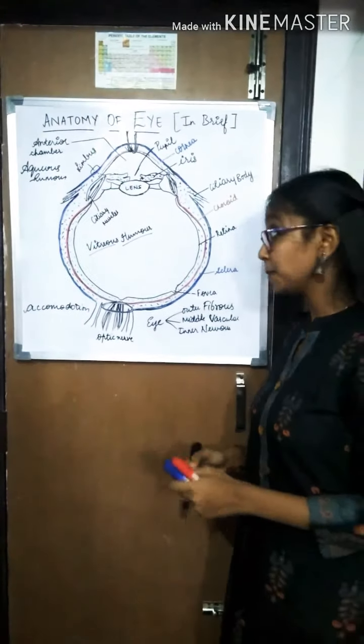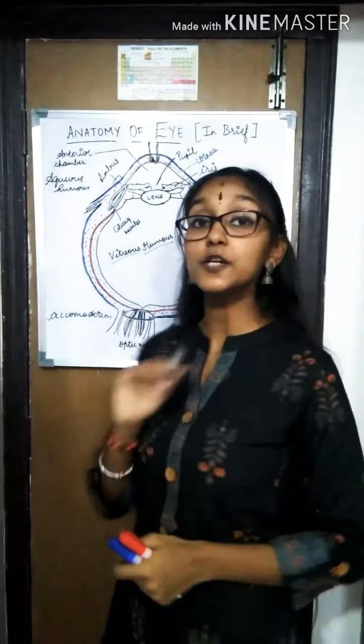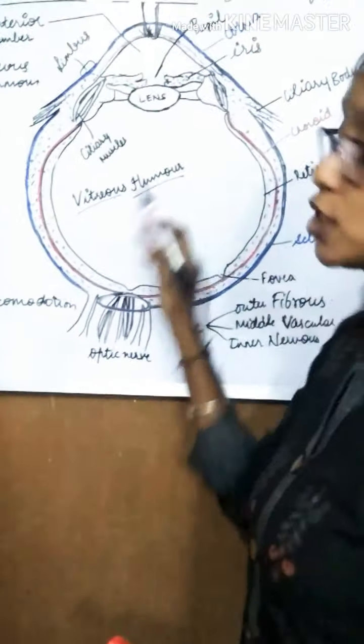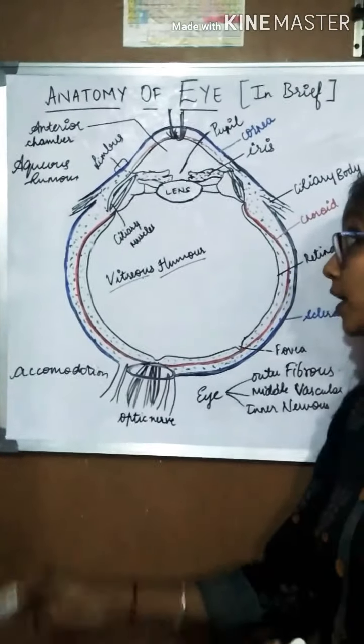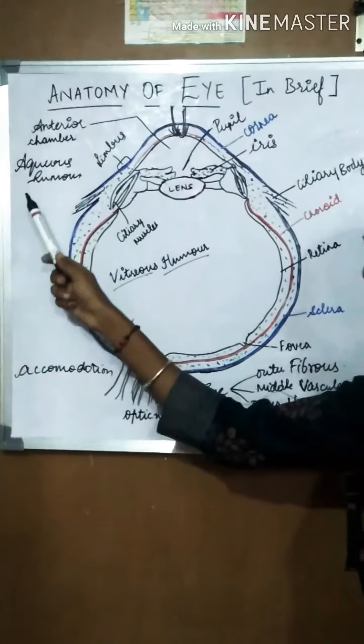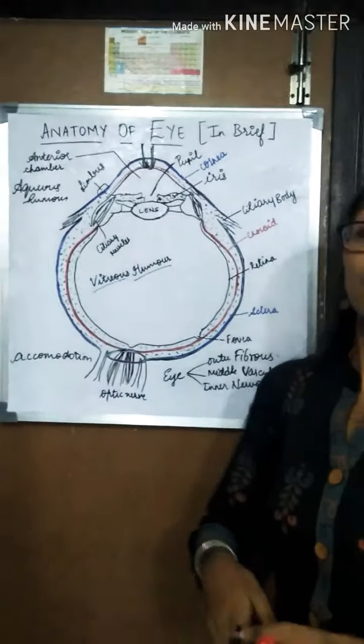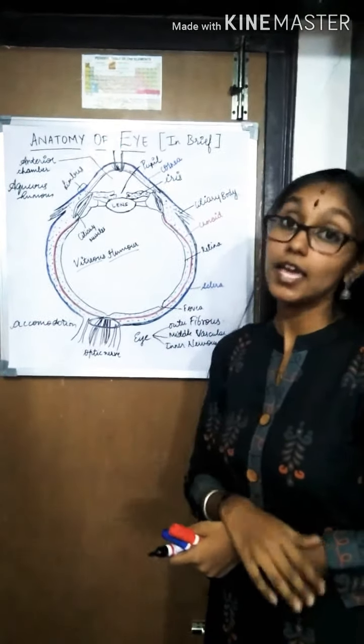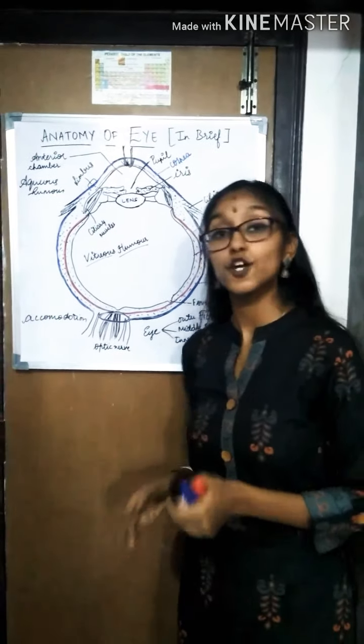The space behind the lens is filled with a semi-liquid substance known as vitreous humor. As I mentioned before, both the humors, aqueous humor and vitreous humor, help in maintaining the pressure within the eye and also prevent the collapse of the eye.